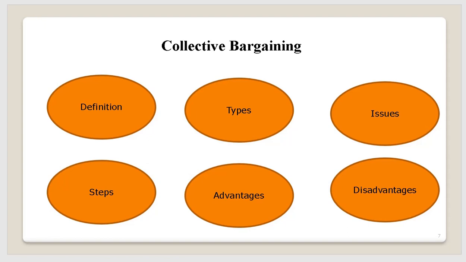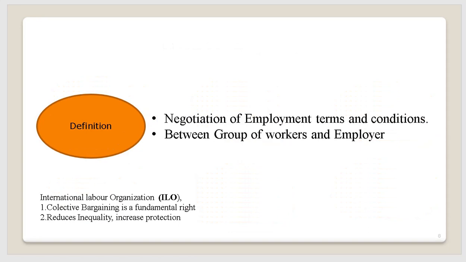Collective bargaining. So let's see what all things we can learn in collective bargaining. I have mentioned these 6 parts: definition, types, issues, steps, advantages and disadvantages. Next, when we go with the definition, it's so simple. It's just negotiation of employees' terms and conditions.